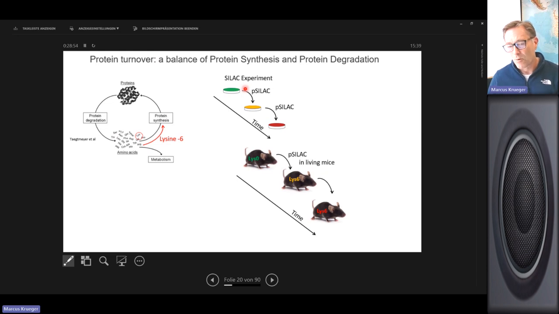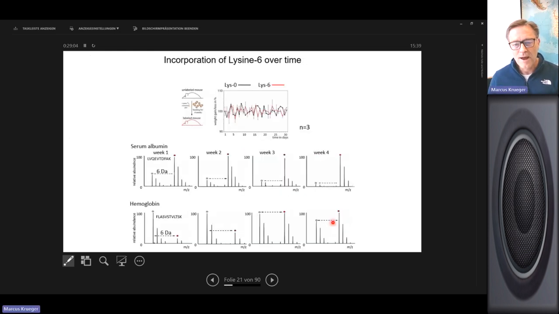And we thought, why not use the lysine 6 and spike it in for a different time in living animals, and then see how proteins are newly synthesized. And this is just one example here, right? So we used basically the unlabeled mouse. We have our heavy diet. We feed it to the animals for 4 weeks, right?